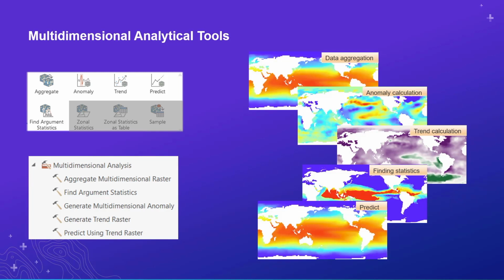You also want to find out the trend. So of course we have the Generate Trend Raster tool. Once you have the trend, you may want to predict what's going to happen next, and Predict Using Trend Raster comes into the picture to do that kind of analysis. Another interesting tool is Find Argument Statistics. It lets you find a phenomenon and tells you when it happened. So it is also a useful tool.